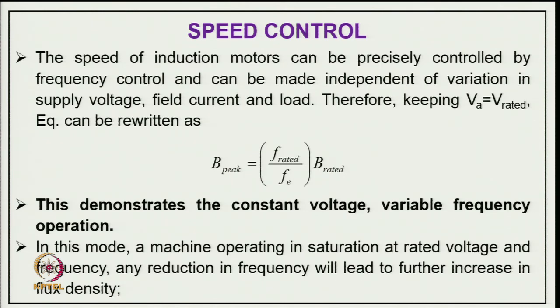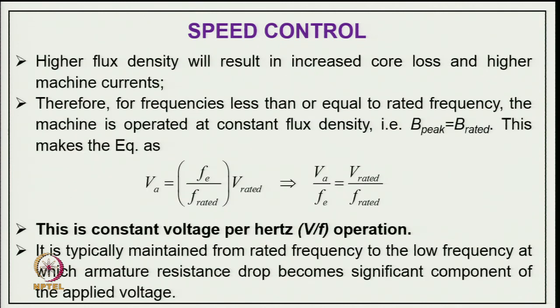So, the speed of an induction motor can be precisely controlled by frequency control and can be made independent of variation in supply voltage, field current and load. Therefore, keeping V equal to V_rated, B can be written as B_rated into F_rated upon F_e. This demonstrates constant voltage variable frequency operation. In this mode the machine operates in saturation at rated voltage, and any reduction in frequency will lead to a further increase in flux density. Higher flux density will result in increased core loss and higher machine current. Therefore, for frequency less than or equal to rated frequency, the machine is operated at constant flux density.